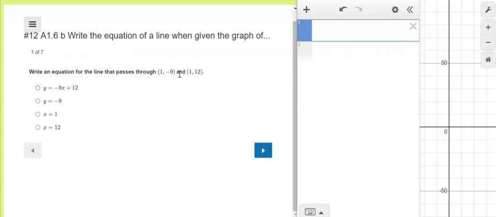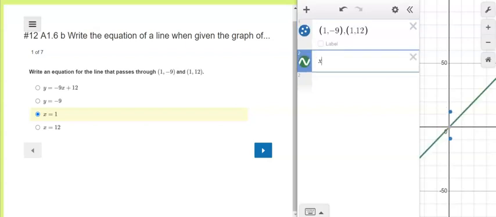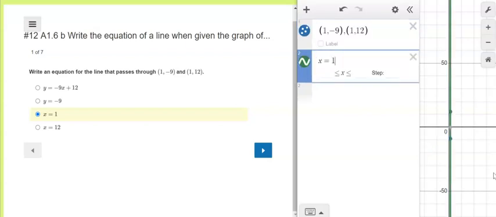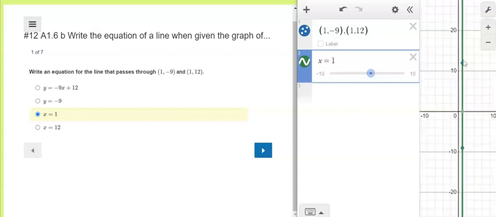And if I look ahead, the equation is going to be x equals 1 because they both have x equal to 1, so that's definitely it. But I would have you go ahead and check it, please, because this is a pretty easy problem, and Desmos does a wonderful job of helping us. So x equals 1, and that works out, right? It's the equation of a line that goes through those 2 points.